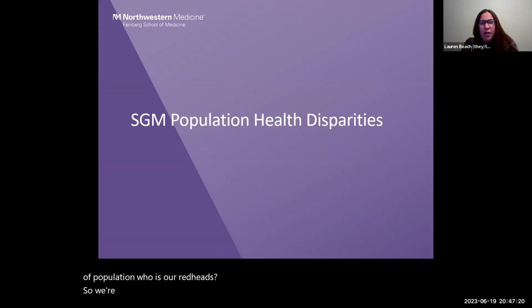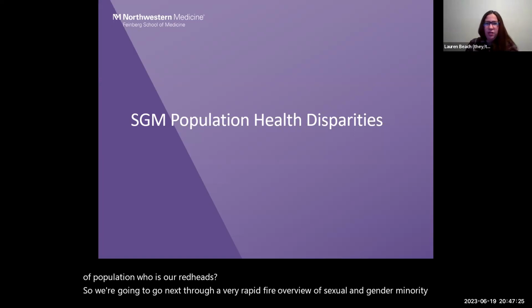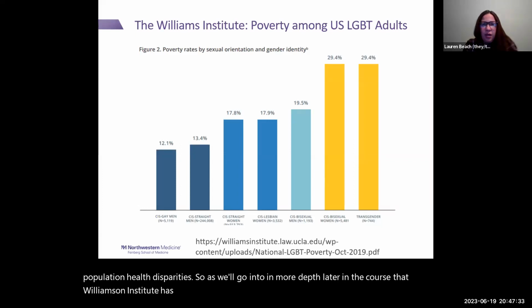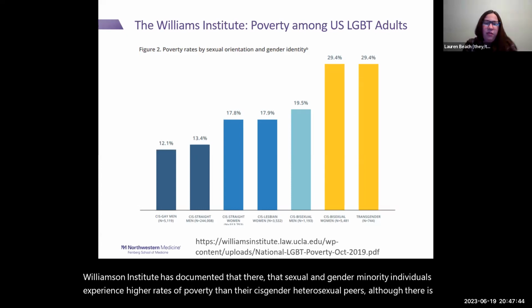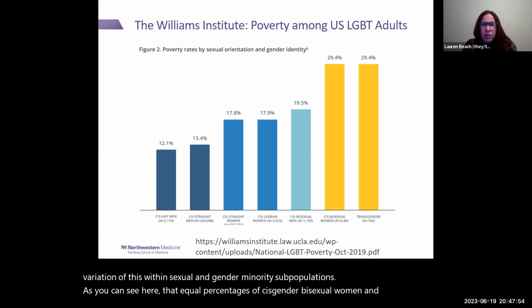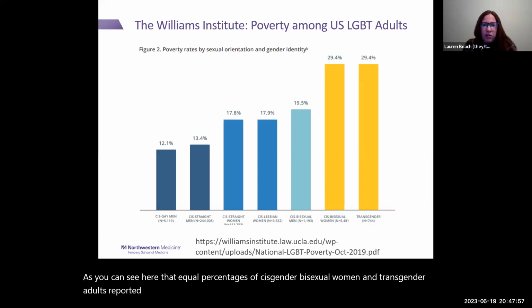So we're going to go next through a very rapid-fire overview of sexual and gender minority population health disparities. As we'll go into in more depth later in the course, the Williams Institute has documented that sexual and gender minority individuals experience higher rates of poverty than their cisgender heterosexual peers, although there is considerable variation within sexual and gender minority subpopulations, as you can see here, that equal percentages of cisgender bisexual women and transgender adults reported high levels of poverty.